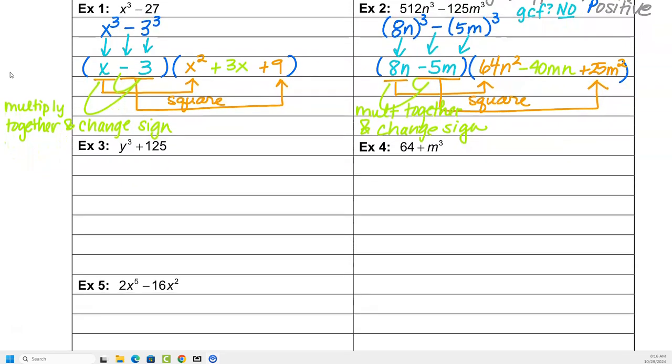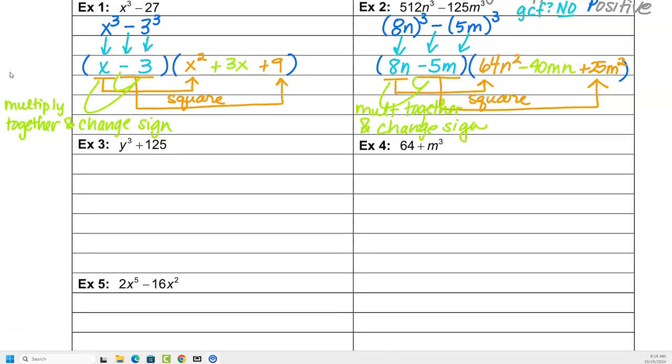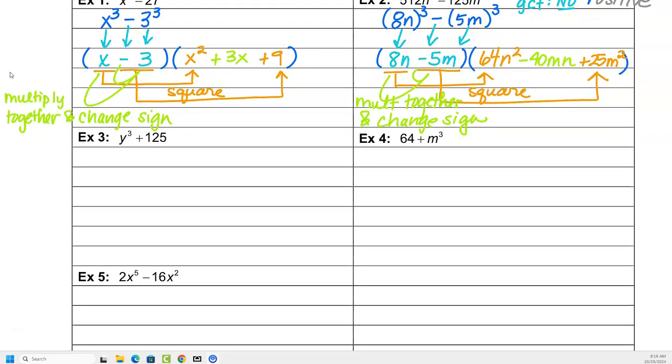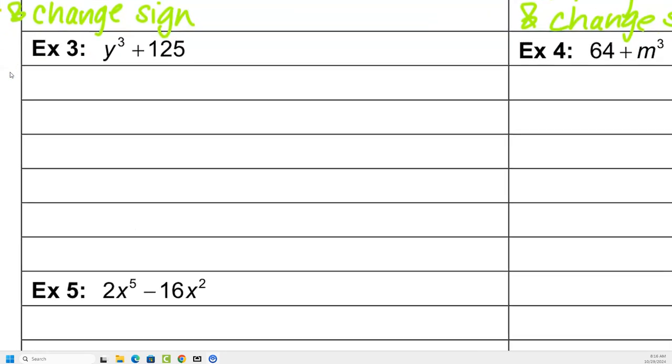Okay, so those were both difference of cubes. The next two are sums of cubes. But you know what? The sums of cubes, they're no different. So if I have y cubed plus 125, first I'm going to look, is there a GCF? Nope. Is it difference of squares? Well, no, it's not a difference, so that takes it away, and I can see they're not squares either. And then I'm going to ask, can I rewrite it as the sum or difference of cubes? Well, y cubed obviously is a cube, but what about 125? Isn't that 5 cubed from up above?